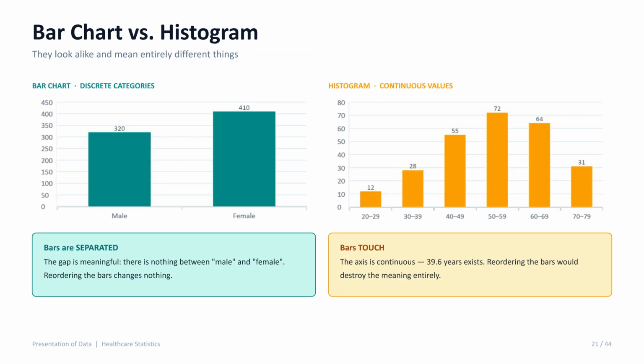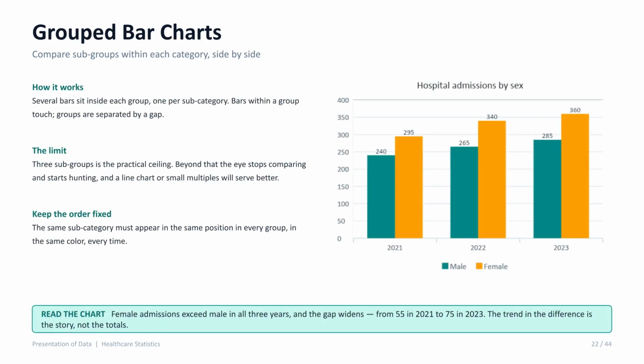It is critical to distinguish bar charts from histograms. Bar charts represent discrete categories with gaps, while histograms represent continuous data with touching bars. The shuffle test is simple. If reordering the bars loses meaning, it is a histogram. Grouped bar charts allow for comparing subgroups side by side. Limit these to 3 subgroups to keep them readable, and ensure your category order remains fixed throughout the chart.